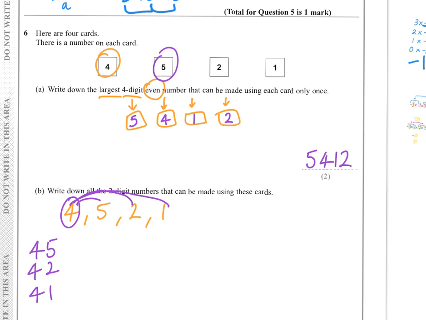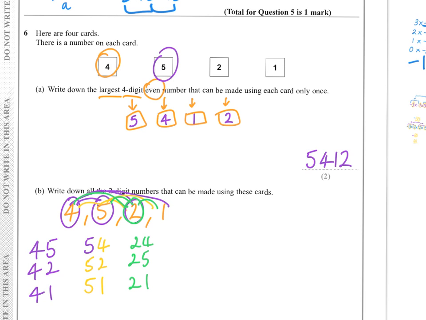Then we could have, starting with the 5, 5 with the 4, 5 with the 2 and 5 with the 1. Then we could go to the 2. I'll just change the colour here. We can go 2 with the 4, 2 with the 5, and 2 with the 1.